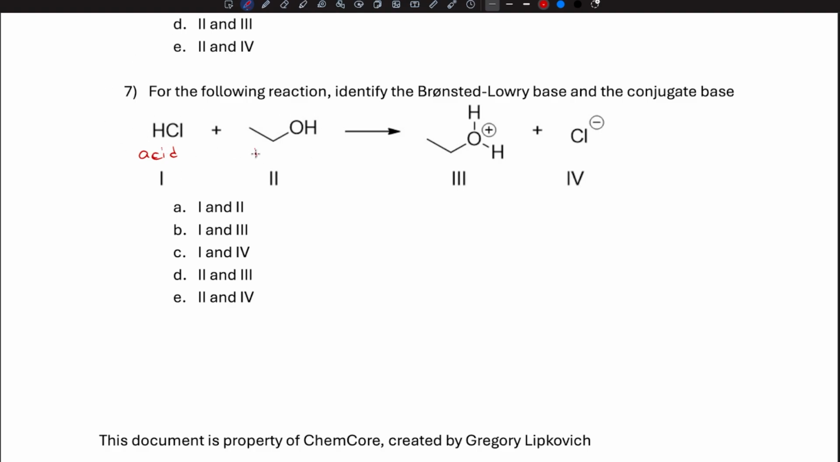Meaning that structure 2 should be the base. And now HCl becomes structure 4, meaning that this is our conjugate base. And structure 3 is our conjugate acid. And so the Bronsted-Lowry base is structure 2, and the conjugate base is structure 4. So our answer is E.